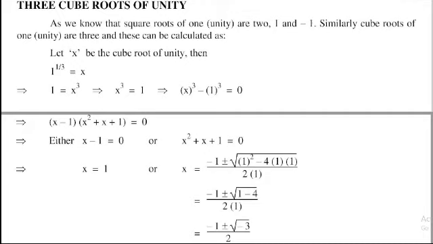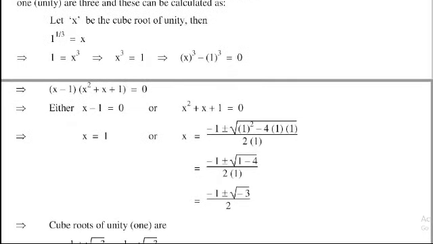Here a is equal to 1, b is equal to 1 and c is equal to 1. By using the quadratic formula, that is x is equal to minus b plus minus square root of b square minus 4ac divided by 2a. By substituting the values of a, b, c in the quadratic formula, x is equal to minus 1 plus minus square root of 1 square minus 4 into 1 into 1 divided by 2 into 1, which is equal to minus 1 plus minus square root of 1 minus 4 divided by 2. 1 minus 4 is equal to minus 3.